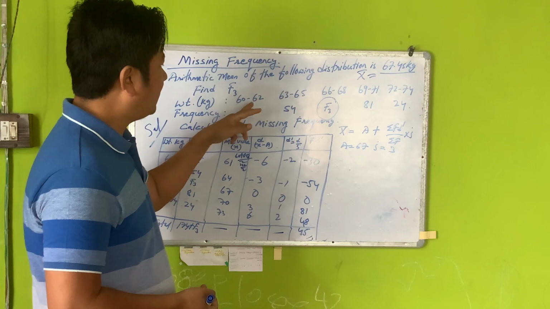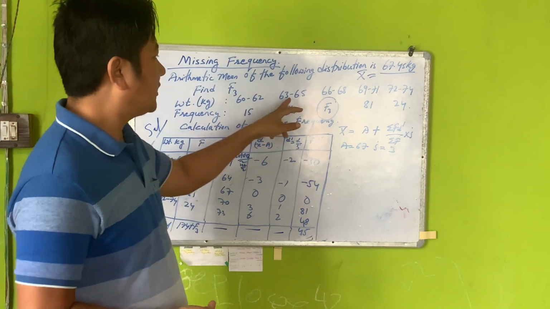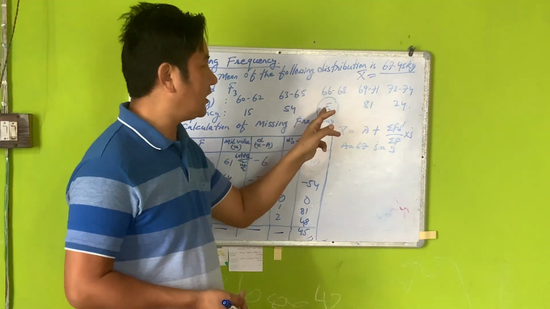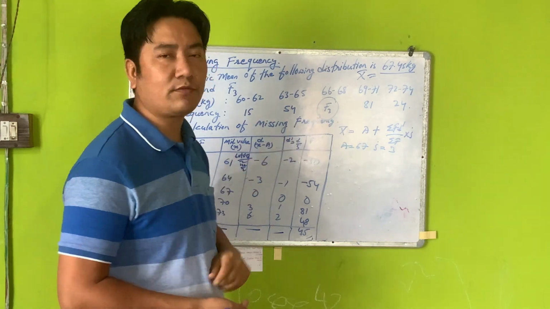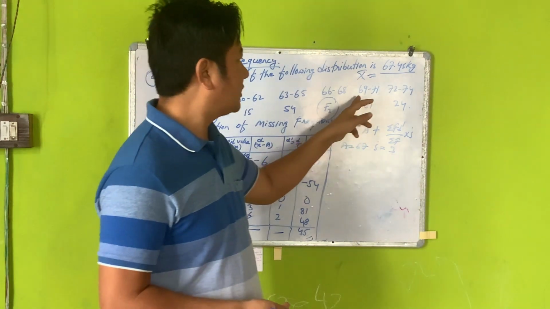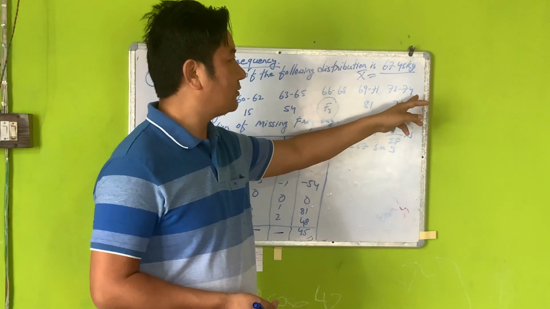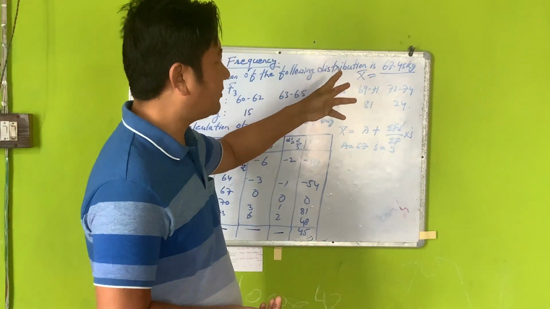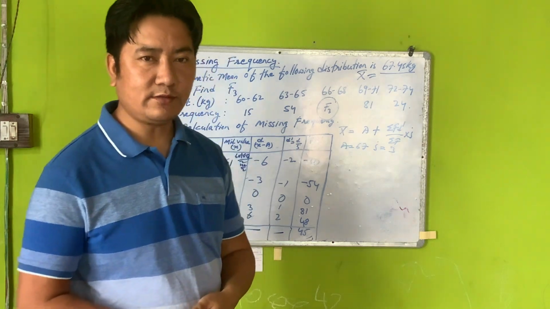So the other information is weight and frequency. Weights are given: 60 to 62, frequency is 15. 63 to 65, frequency is 54. 66 to 68, f3, the frequency is missing, which you are going to find here. 69 to 71, 81, and 72 to 74 weight, 24 frequency. So from this particular information you are going to find f3. How are you going to find it? Let us do it.